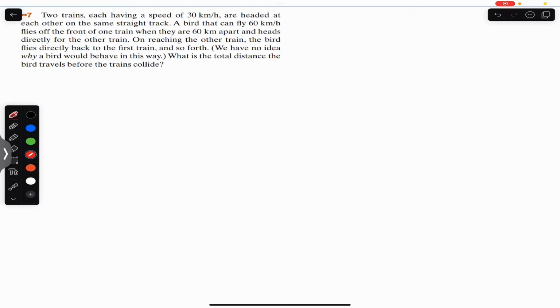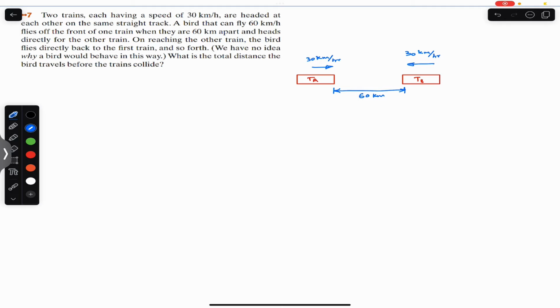So we have train A. Let's say this is our train A, TA, and we have train B. So this is our train B. They are 60 kilometers apart. So the distance between both the trains at t equals 0 is 60 kilometers. Both the trains are moving with a velocity of 30 kilometers per hour, and they are approaching each other from the opposite direction on a straight track.